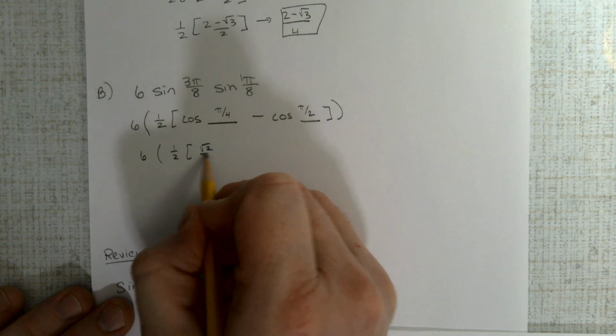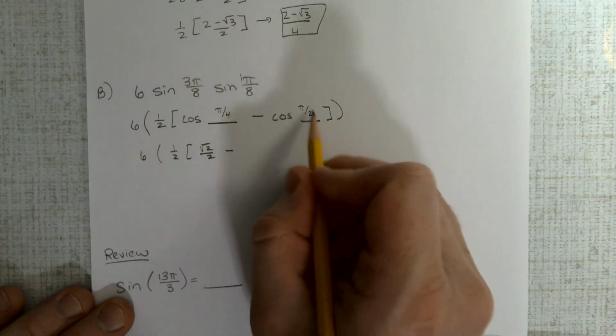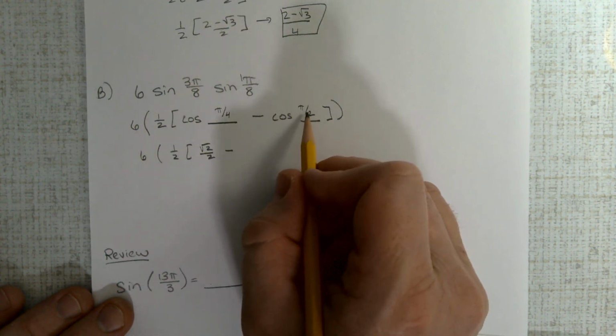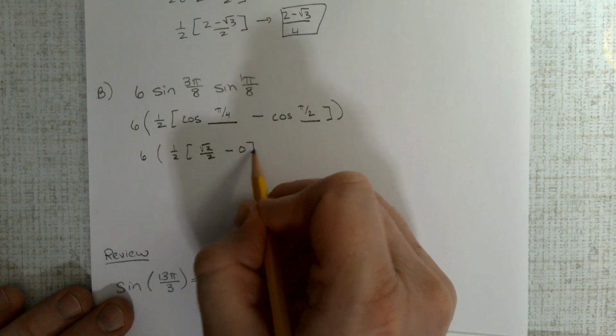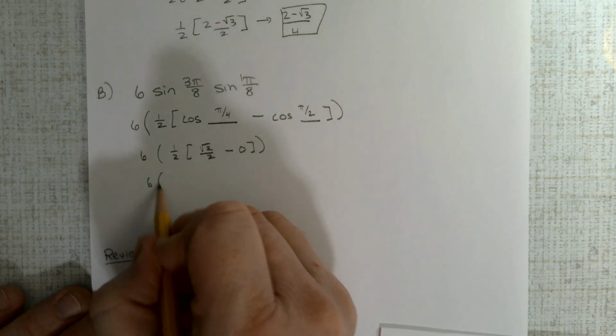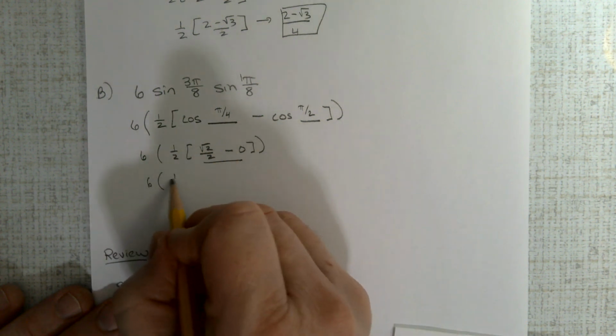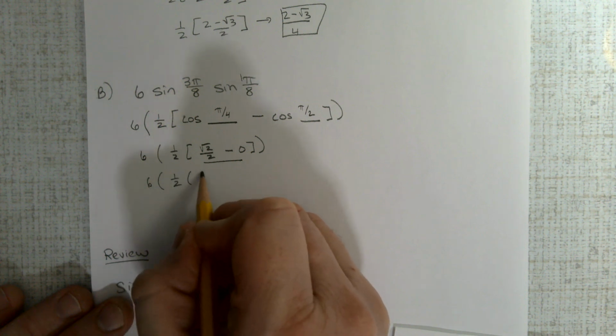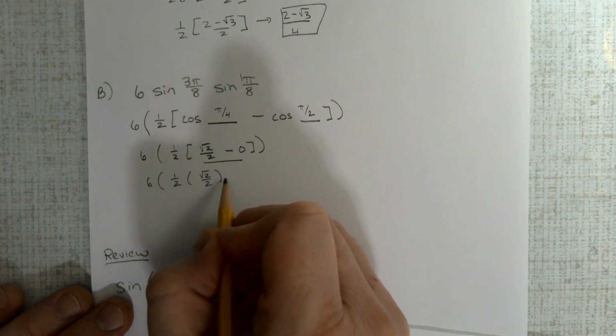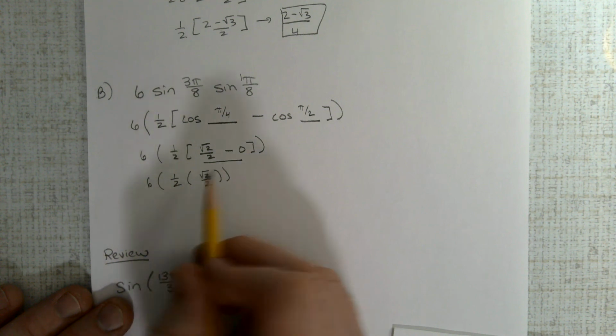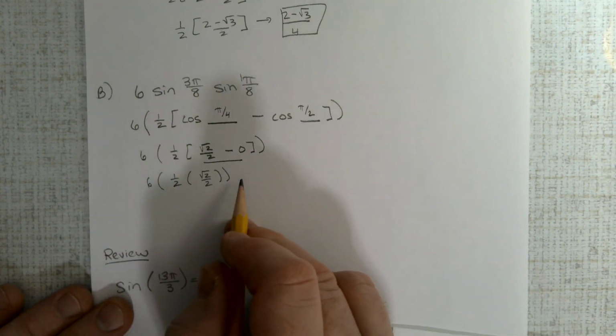That's root 2 over 2 minus 0 here, right? And now order of operation, we'll do that first. Well, that's pretty easy there. That's just root 2 over 2. And what do I have? Multiply, multiply, multiply. I can do them in any order I want to.